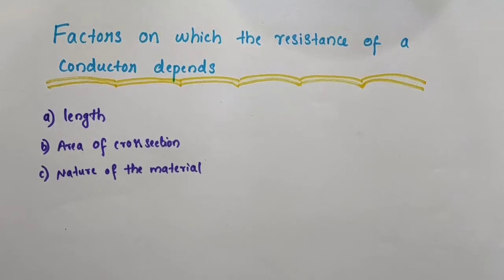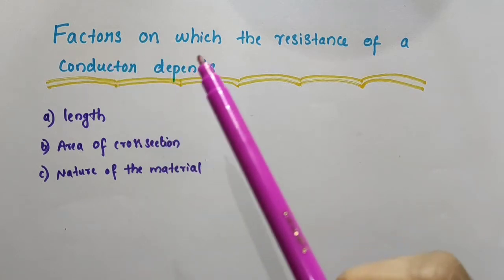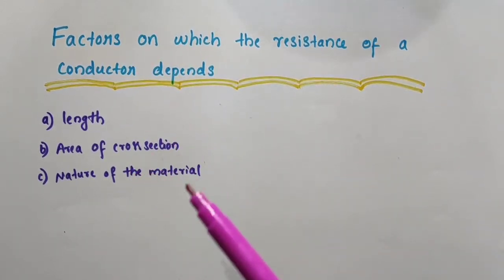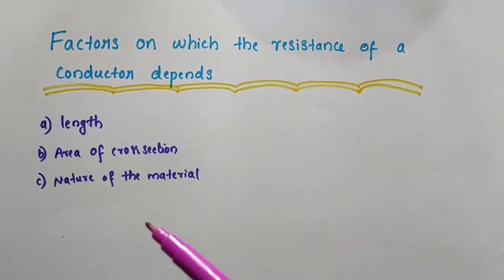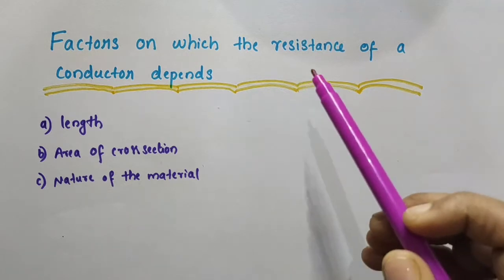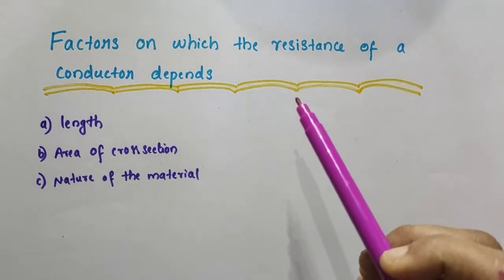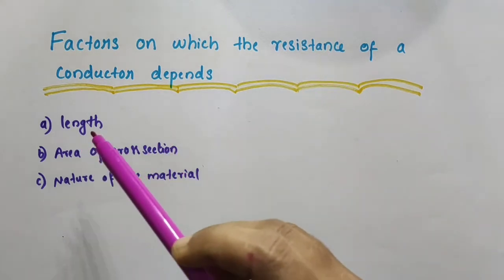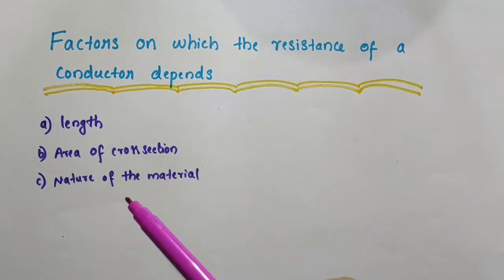Hello everyone. In this video, we are going to talk about factors on which the resistance of a conductor depends. We have discussed resistance, its units, etc. in the previous video. Resistance is the opposition to the flow of electric current through a conductor. The resistance of a conductor depends on the length of the conductor, area of cross-section of the conductor, and nature of the material of the conductor.